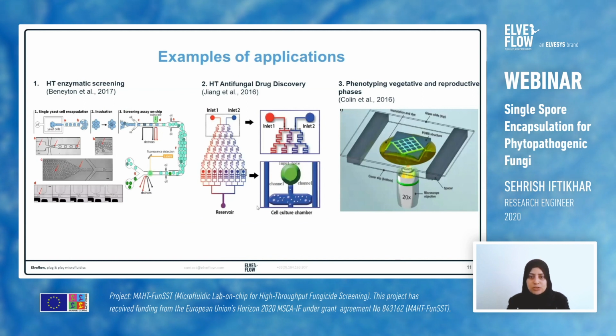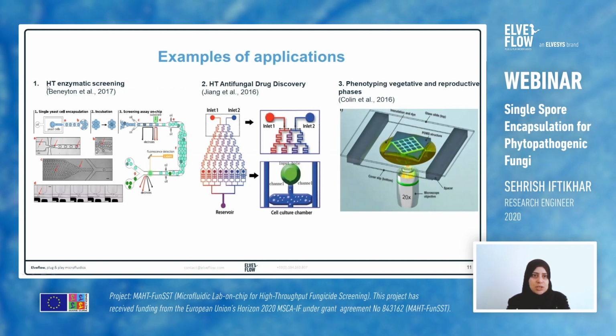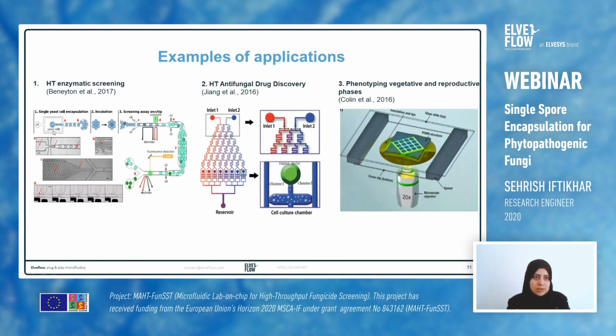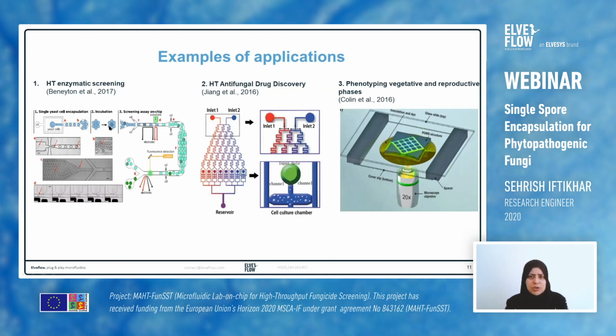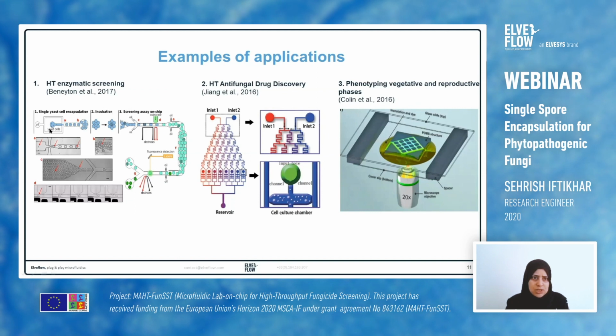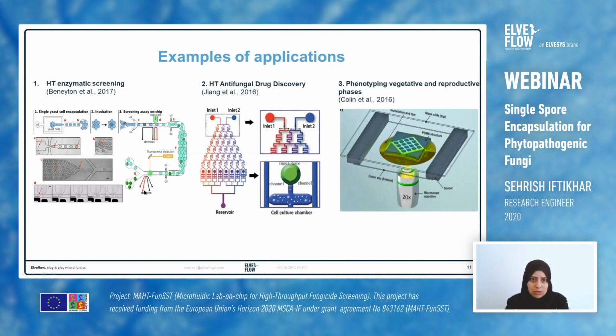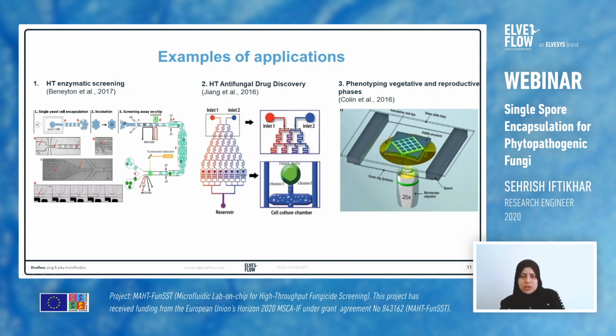Here are some of the examples of application of single spore encapsulation. So first application is high throughput enzymatic screening, in which the author has encapsulated mutated yeast cells to analyze different enzymes, for example, xylanase and protease. So first they mutated the yeast cells and then they encapsulated them using the droplet microfluidics. And after incubation, they performed the screening assays. And on the basis of fluorescence, they differentiated the fungi on the basis of their enzyme activity.